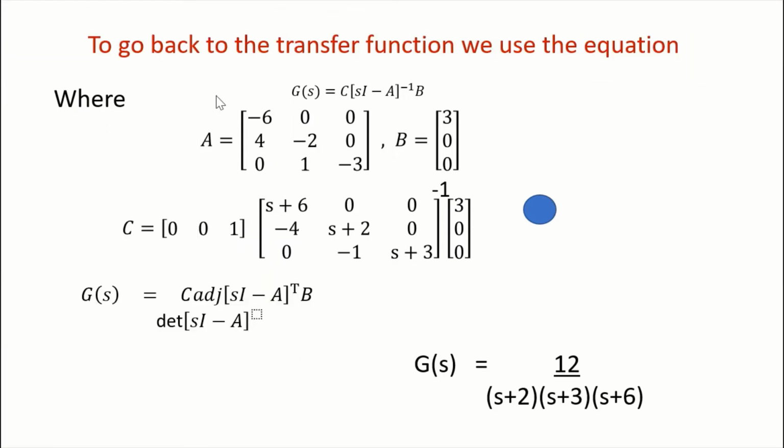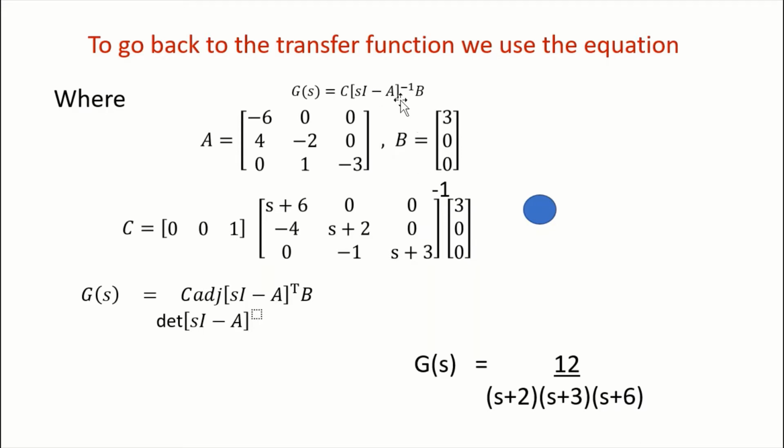Right, so here's our expression now for the transfer function. Here's our A, here's our B. The C is given by 0, 0, 1. So we now need to work out C (sI minus A)^-1 B to get the transfer function down here. So the C is 0, 0, 1. The B is 3, 0, 0.